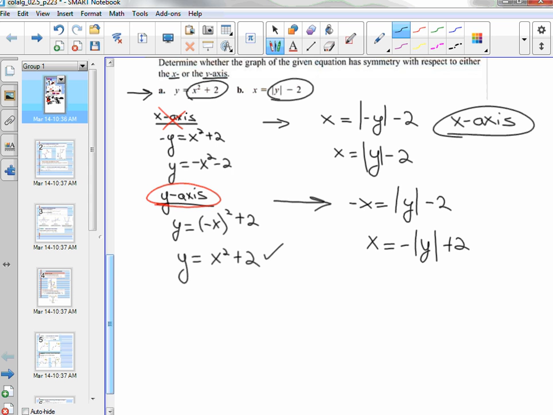This section will involve several rules that you'll need to memorize and keep straight. It's not hard to do. You'll just need to remember how to test for x and y-axis symmetry.